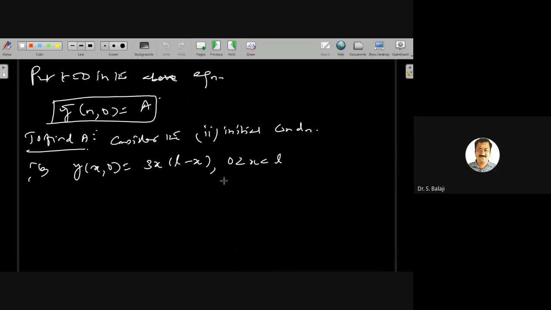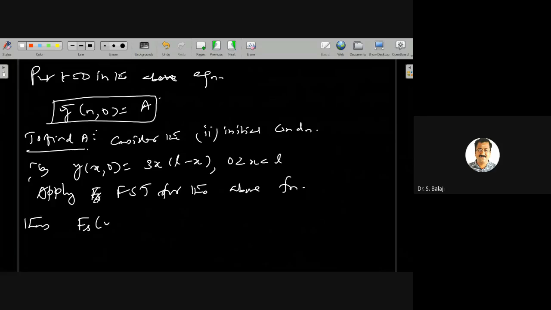Then apply the Fourier sine transform, the same transform, for the above function. Then what you can get here is the Fourier sine transform of y(x, 0). Since it is a finite sine transform, it will be the integral from 0 to L of y(x, 0) sin(n pi x/L) dx.